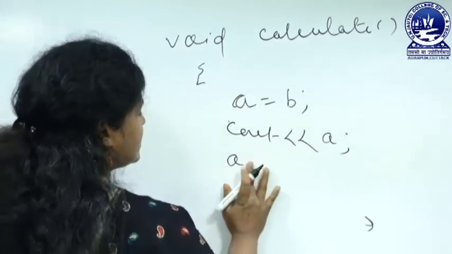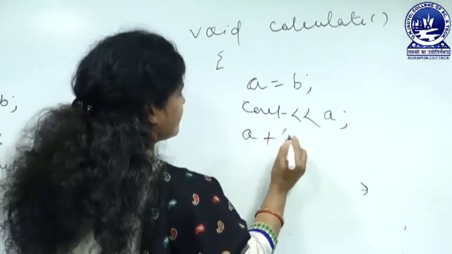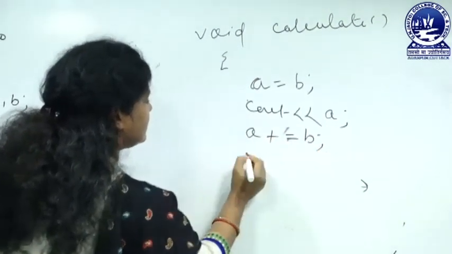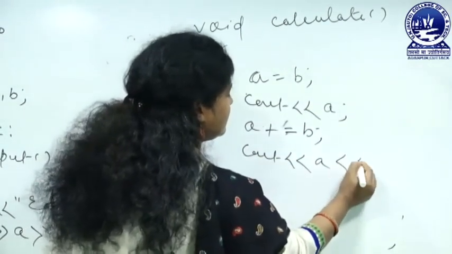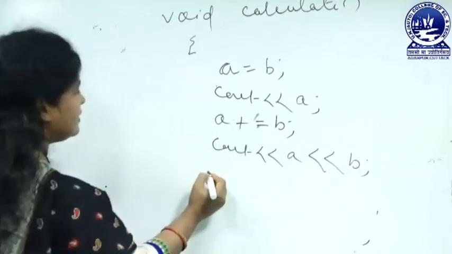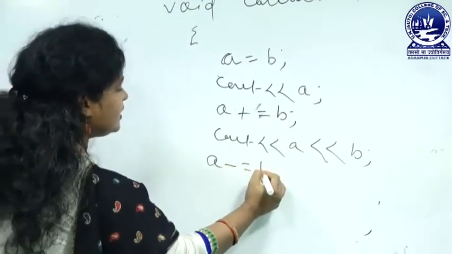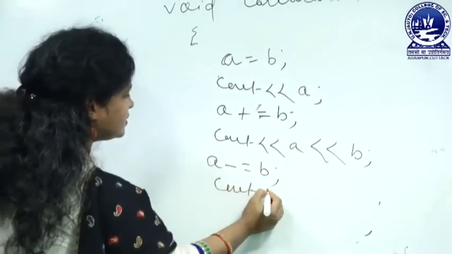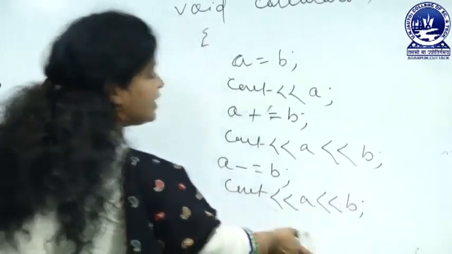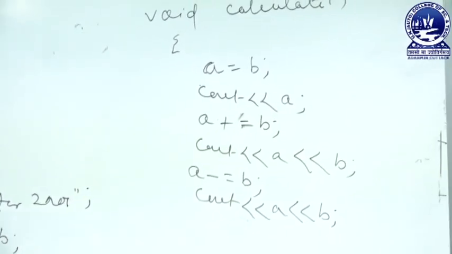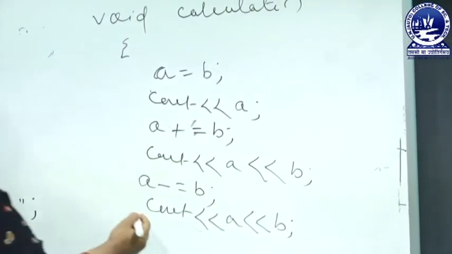Then A plus equal to B, then cout A and B, then A minus equal to B, cout A B. Let me complete the program once, then we will explain it step by step.